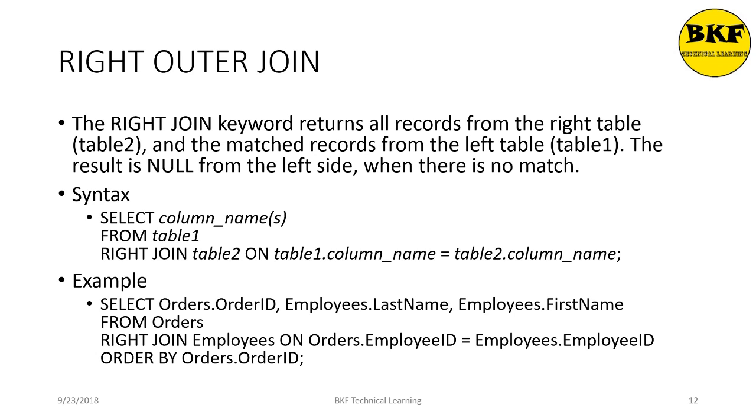Now, right outer join works in a similar fashion, but this time all the records from the right table will be returned to you and null from the left side when there's no match. So this is an example for you. Select orders.order ID, employees.last name, employees.first name from orders right join employees on orders.employee ID equals employees.employee ID order by order ID. What this is going to do is return you all the records from the right hand side table, which is employees in this case, and for the corresponding values, if there's a value in the left hand side table, then you will get that value, otherwise you'll get null.